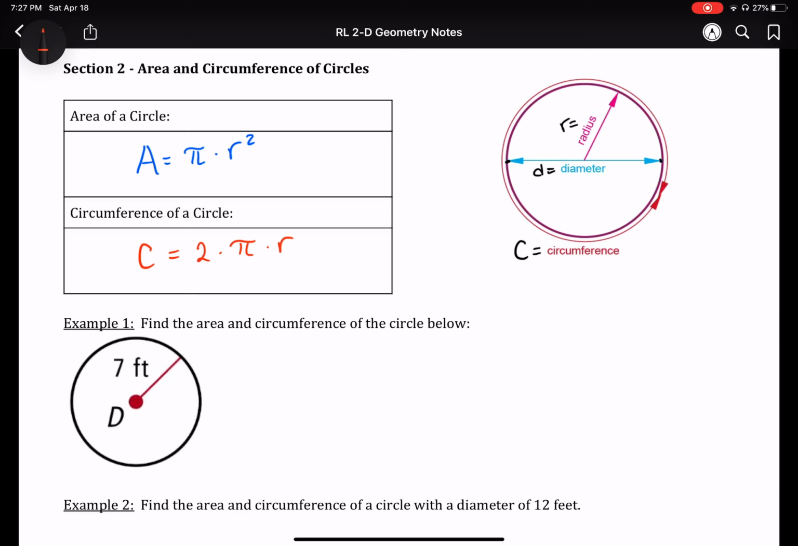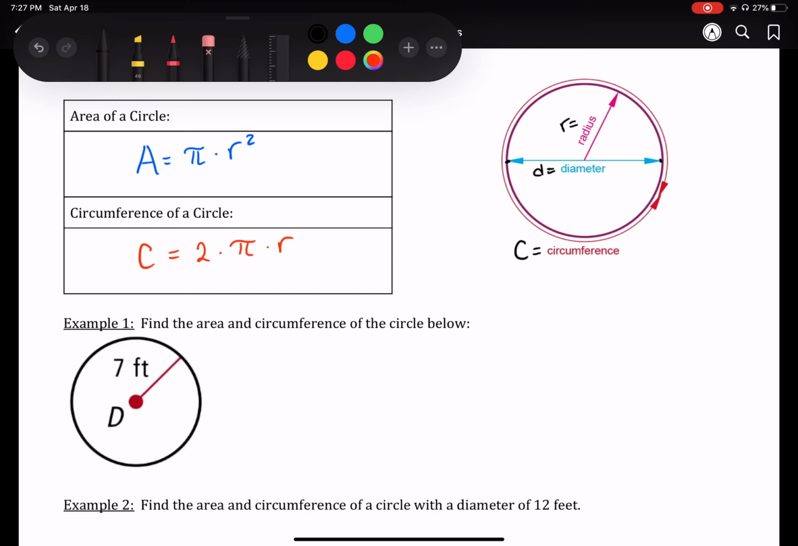One way to help you remember that might be that when you are finding the area, you end up with some units squared, like inches squared, meters squared, centimeters squared. Radius is also squared. All right, so let's go ahead and move on to example number 1.